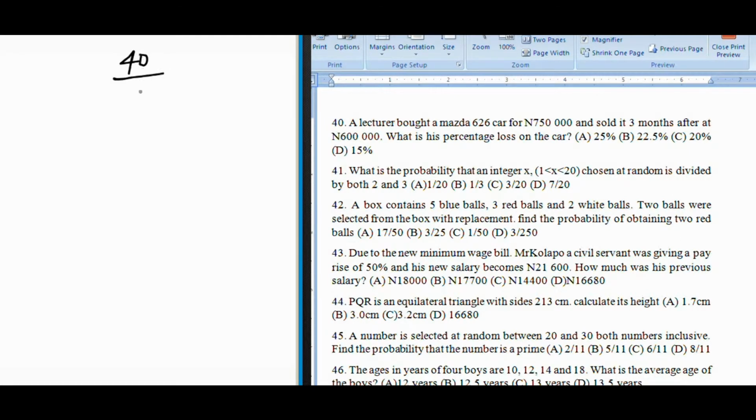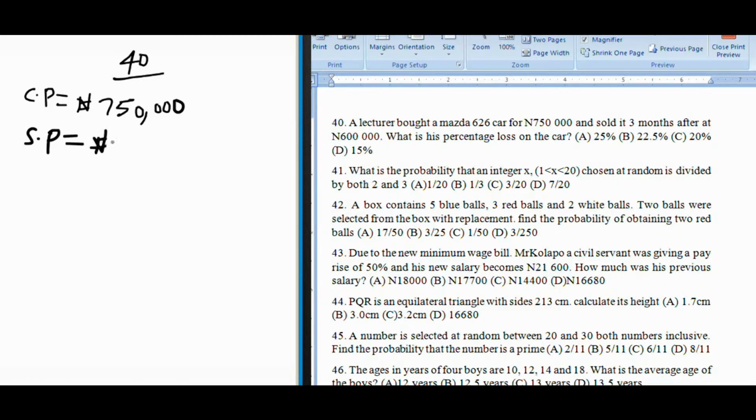Okay, and sold it 3 months later at 600,000 naira. So this 750,000 is the cost price. Now the selling price is 600,000 naira after 3 months. Now, what is its percentage loss on the car?